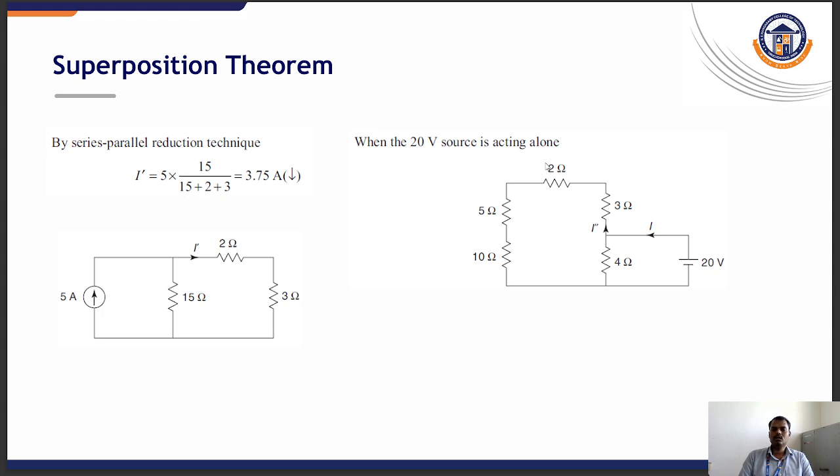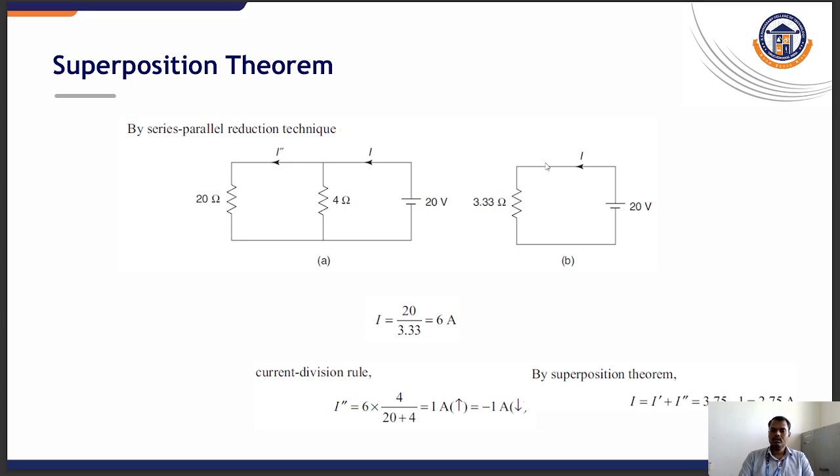But when the 20 volt source is acting, as shown in diagram 2, we will be finding the I double dash value. I is the current flowing through the second mesh. The current flowing through the second mesh is 20 divided by 3.33, which is 6 ampere, and then using the current division rule we are finding I double dash. It is 6 into 4 divided by 20 plus 4, which is about minus 1 ampere. By this superposition theorem we are adding I dash and I double dash. So it is 3.75 minus 1, which is equal to 2.75 ampere.